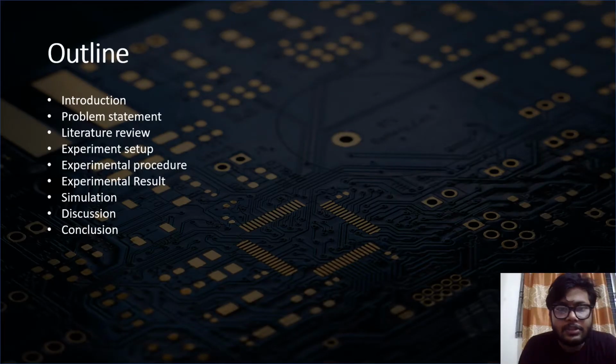This is our presentation outline. We have introduction, problem statement, literature review, experimental setup, experimental procedure, experimental results, simulation, discussion, and finally the conclusion.